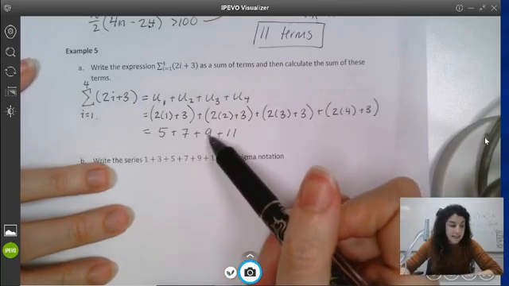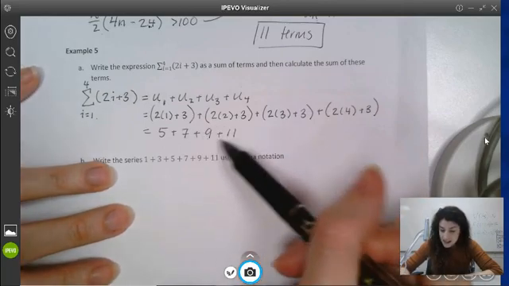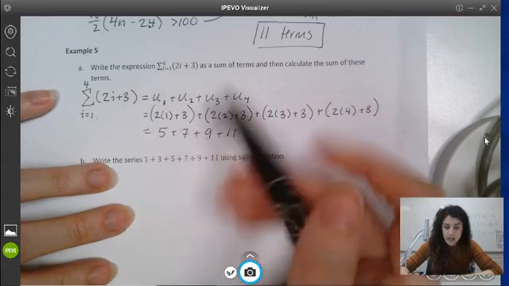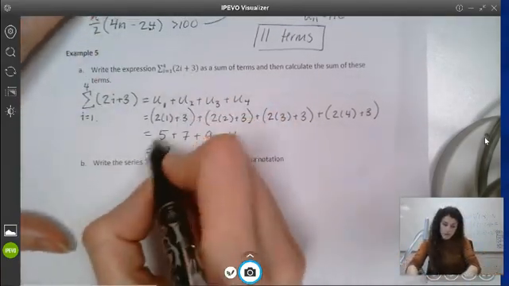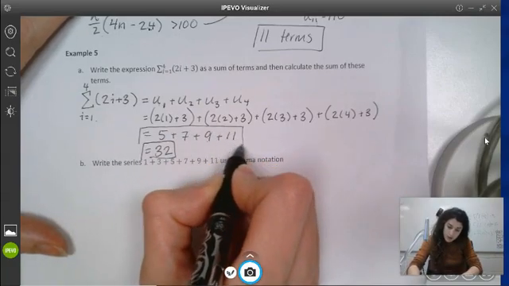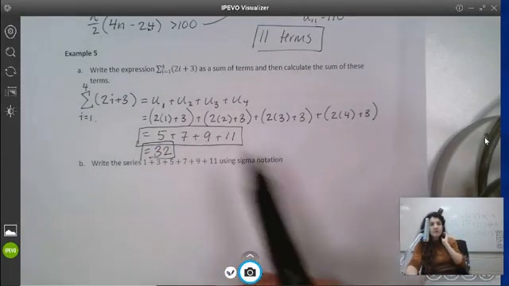I'm going to do some Gauss technique and combine a few things if I can. 9 and 11 is 20, which is nice. 5 and 7 would then be 12. So then 20 and 12 would be 32 as a total for our sum. So we first wrote it as a sum of the terms, and then we gave the answer.